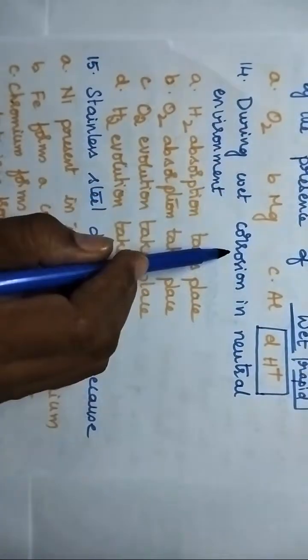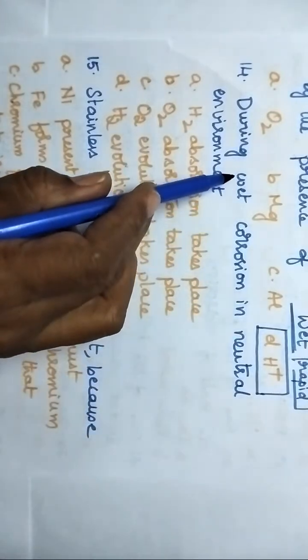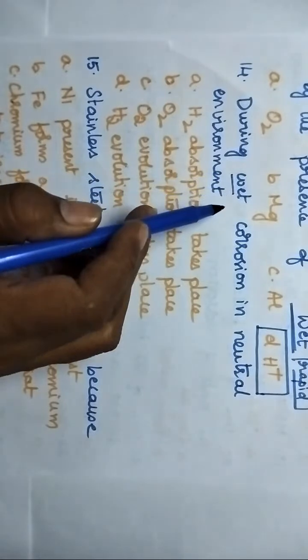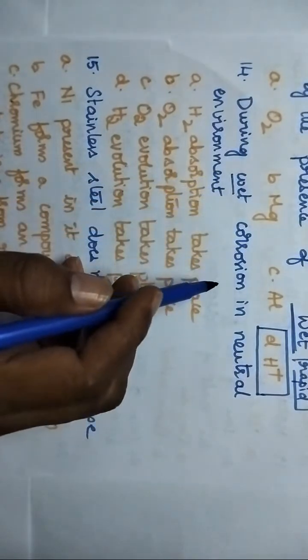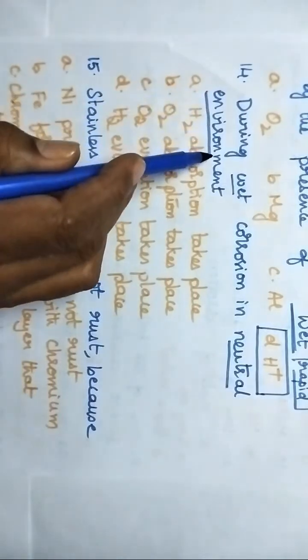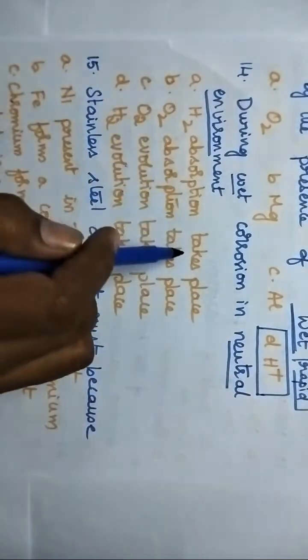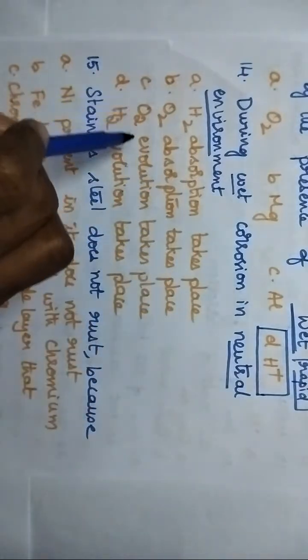So during wet corrosion in a neutral environment. So here you have to consider wet corrosion. There at the cathode we can consider two different situations. So in a neutral environment what happens? A, hydrogen absorption takes place. B, oxygen absorption takes place. C, oxygen evolution takes place. D, hydrogen evolution takes place.